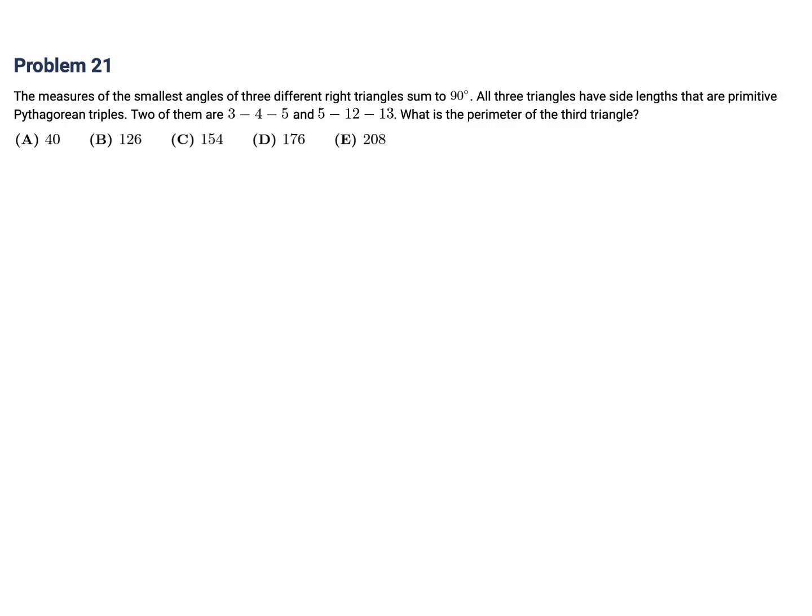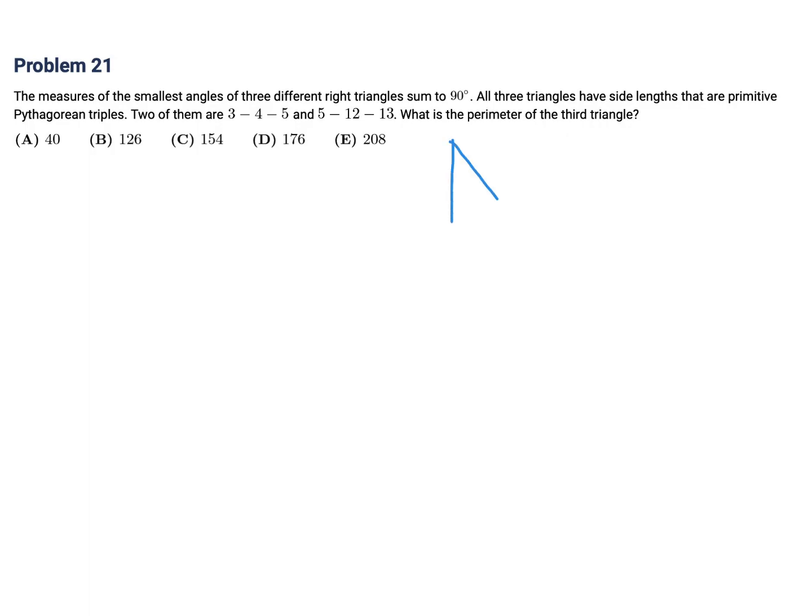The measures of the smallest angles of three different right triangles sum to 90 degrees. All three triangles have side lengths that are primitive Pythagorean triples. Two of them are 3, 4, 5, and 5, 12, 13. What is the perimeter of the third triangle?